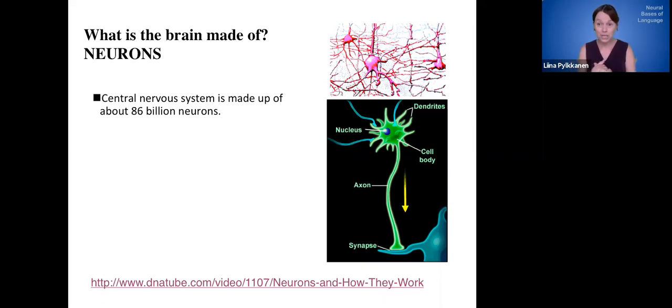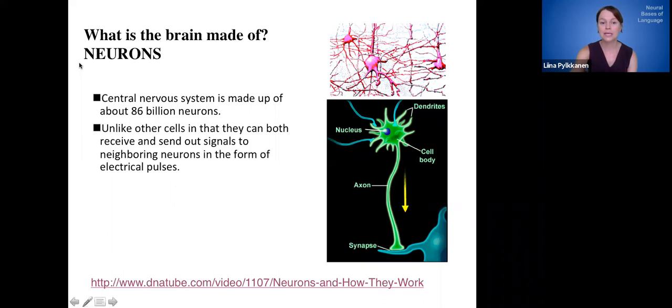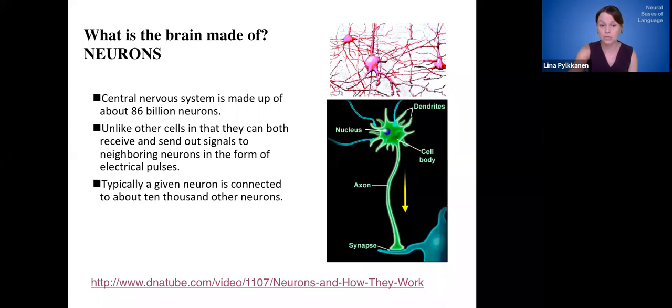That number changes as our understanding evolves, so you'll find older textbooks that cite a different number. Unlike other types of cells, nerve cells are special in that they can both receive and send out signals from neighboring neurons in the form of electrical pulses. So your brain activity is, in essence, electrical activity, with electricity rushing through the neurons to allow them to communicate. Typically, any given neuron is connected to about 10,000 other neurons.